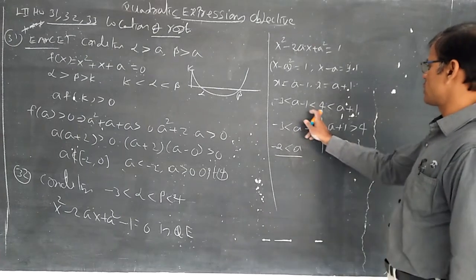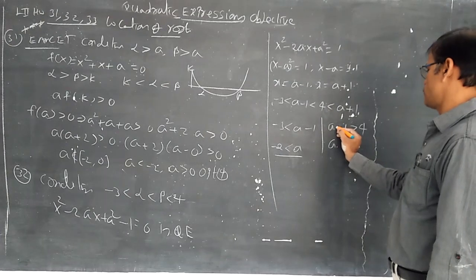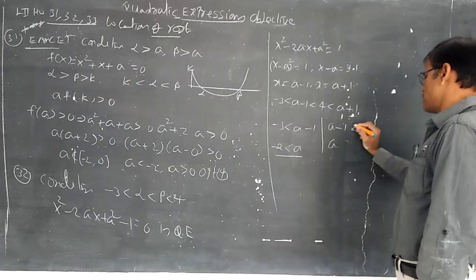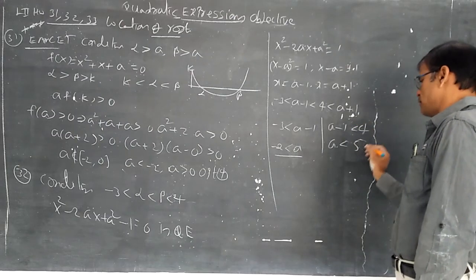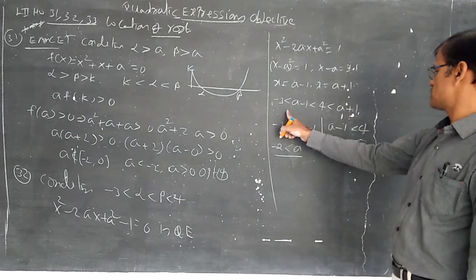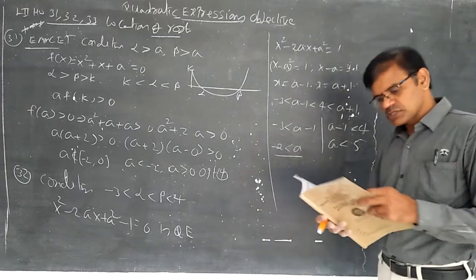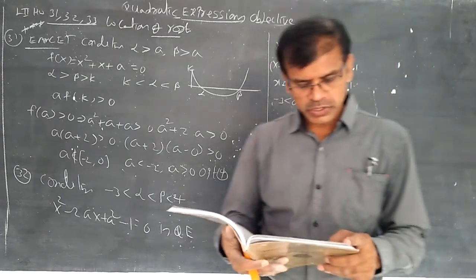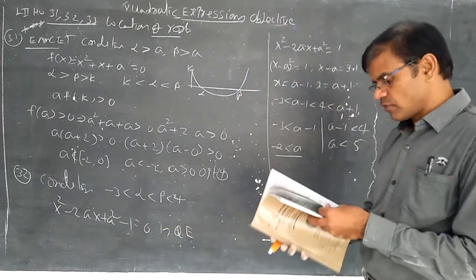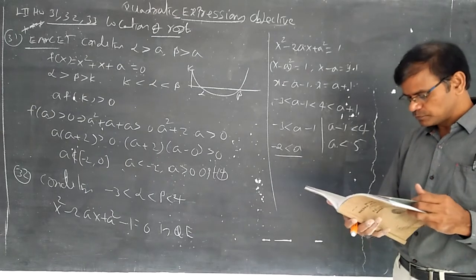If we use this one, a minus 1 less than 4. A minus 1 less than 4, so we can write a less than 5. So minus 3 less than a minus 1, a minus 1 less than 4. He is asking both roots of the equation lie in the interval, sum of integral parts. Question number 32.